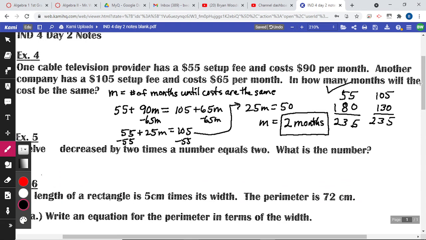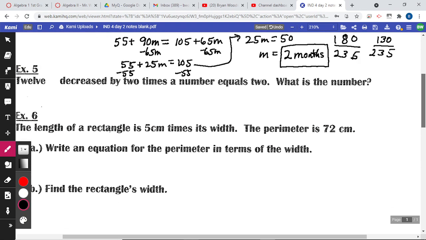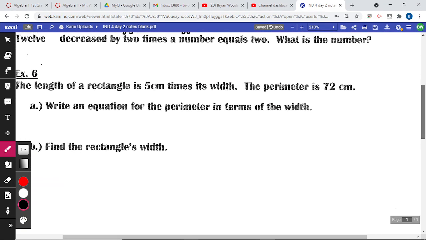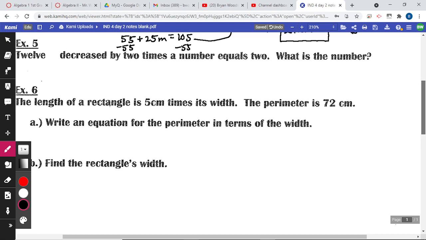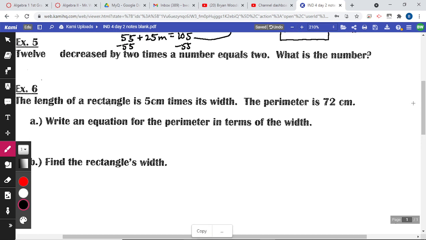Okay, let's look at the next one. 12 decreased by 2 times a number equals 2. What is the number? 12 decreased by 2 times a number equals 2.